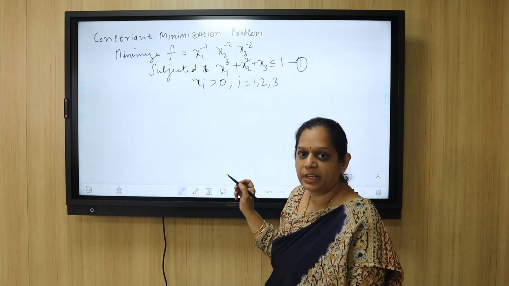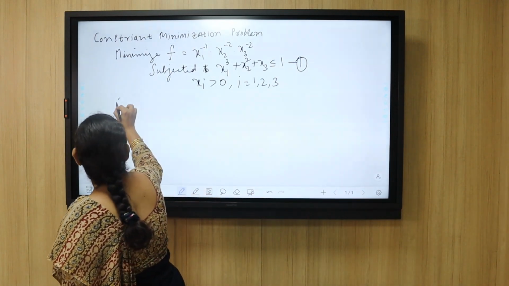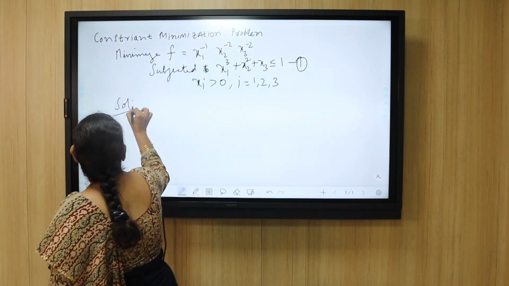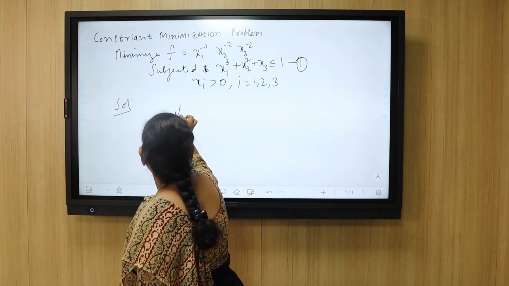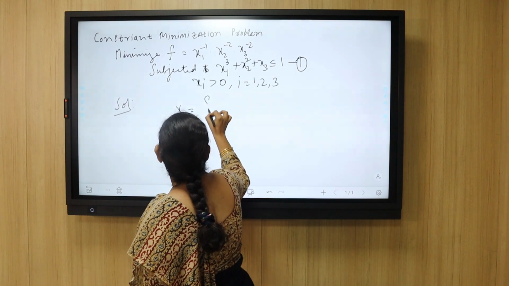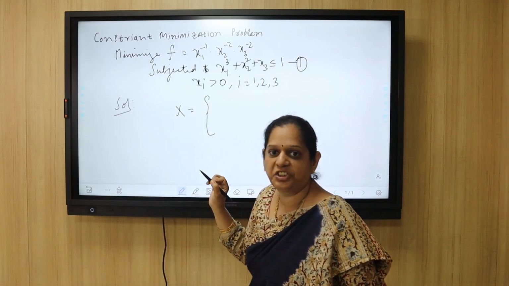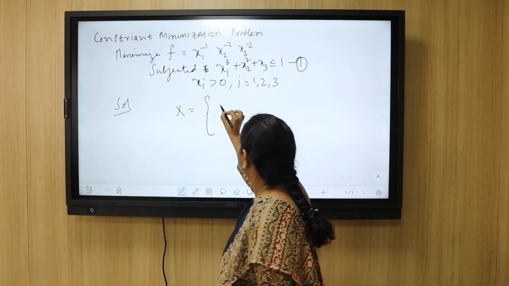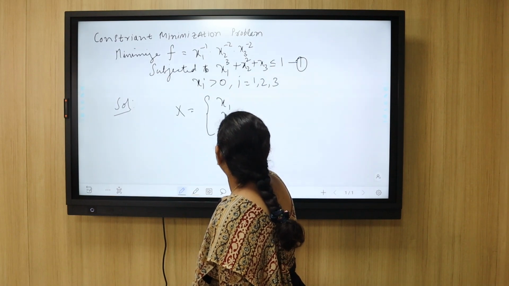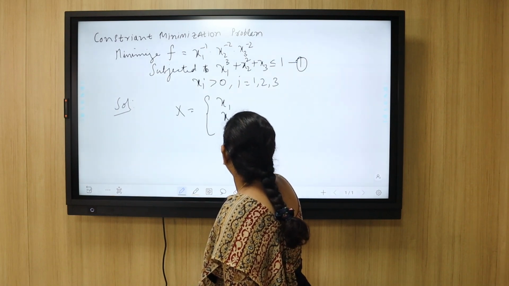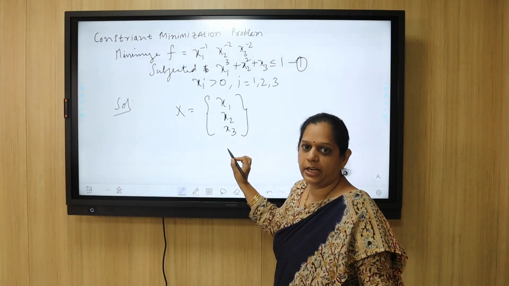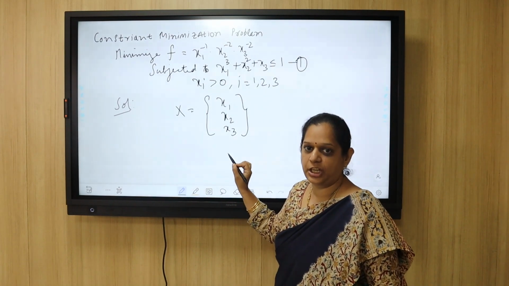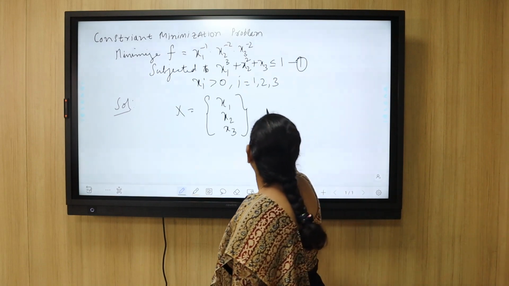The optimization problem can be stated as f of x equal to, here how many variables are there? Here 3 variables are there, that is x1, x2, x3. So x is given as x1, x2, x3, so as to minimize.